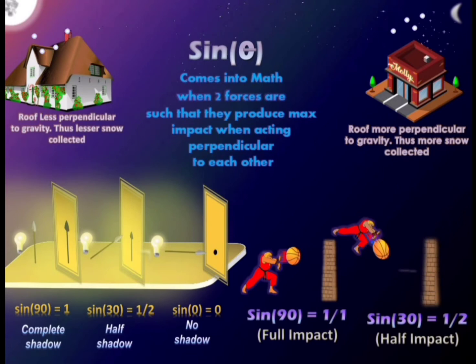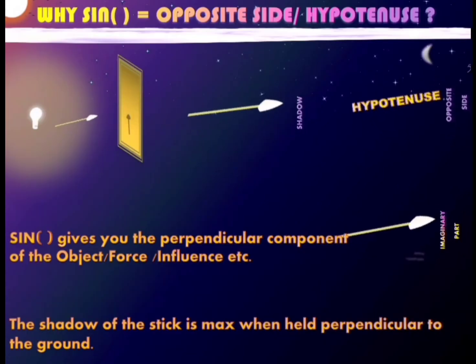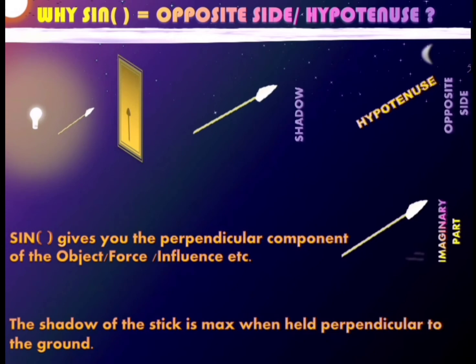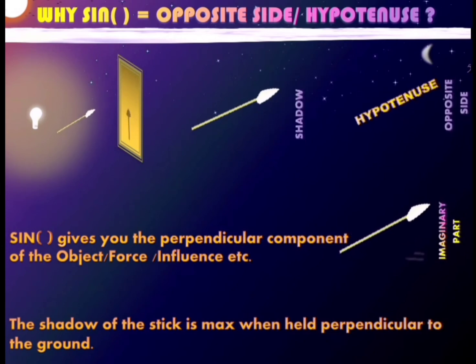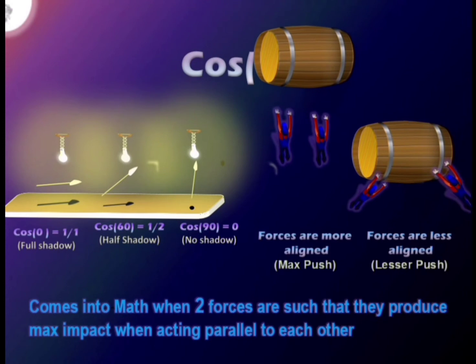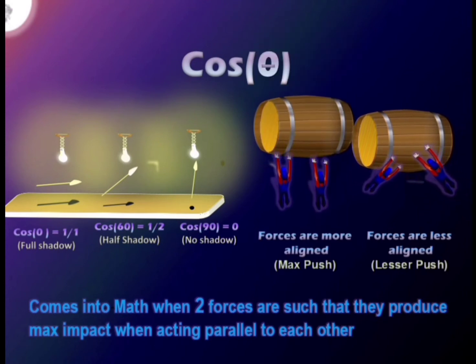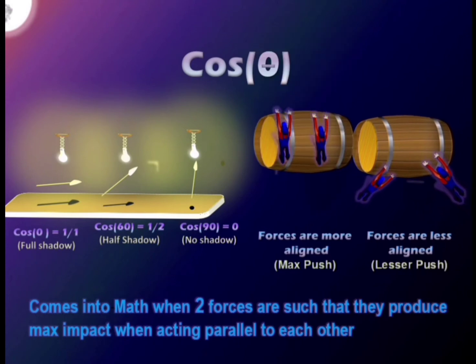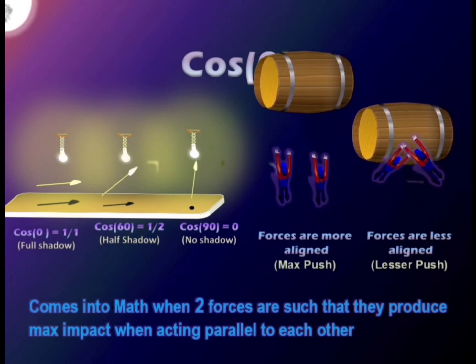perpendicular to each other. What if you can visualize the actual reason of why sine theta equals opposite side upon hypotenuse with the help of an animated example as you are seeing on the screen? Now, just as sine was a measure of how much perpendicular two forces are, what if you are told that cos is a measure of how much parallel two forces or influences are?